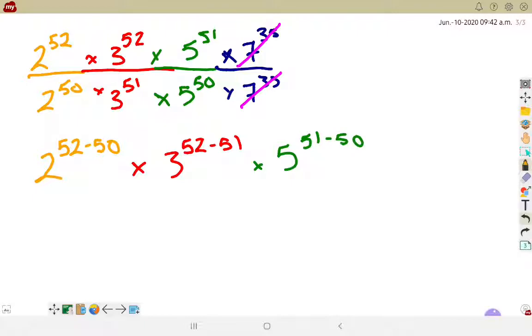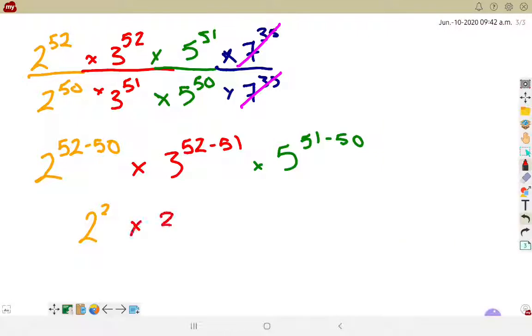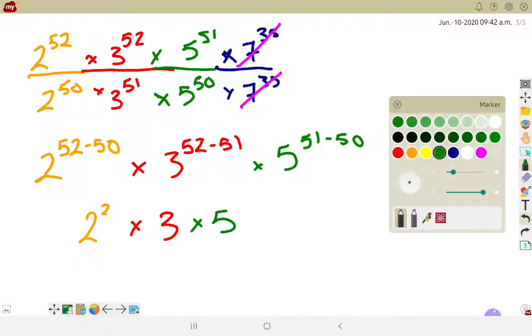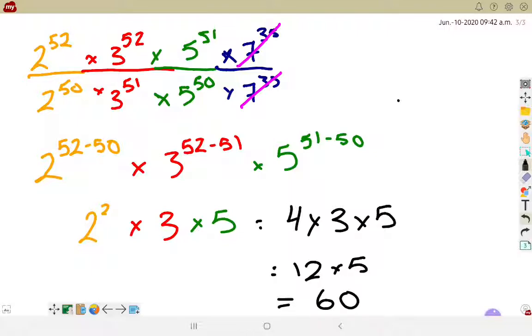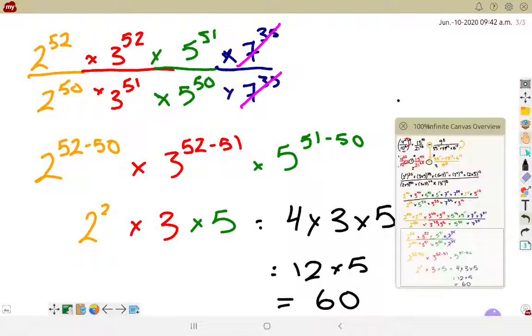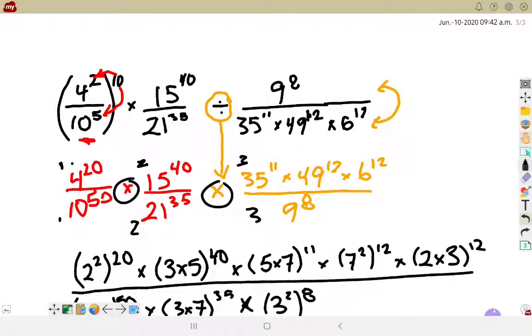And that now leaves me with 2 squared, and 3, and 5. And this has now become very simple. This is now 4 times 3 times 5, and that's 12 times 5, and that's 60. So if I go all the way back up to this expression we had at the very start, the answer is 60.